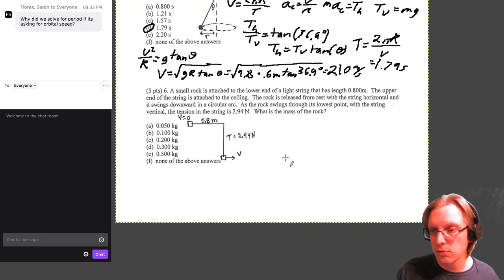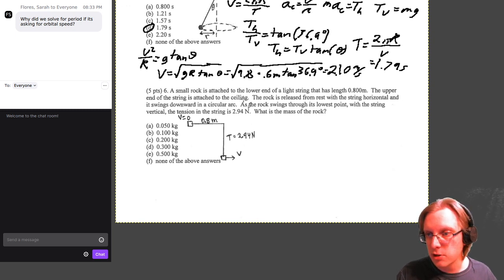Alright. A small rock is attached to the lower end of a light string with length of 0.8 meters. The upper end of the string is attached to the ceiling. This is our attachment point. So then it swings down here. A small rock is attached to the free end of a light string that has length of 0.8 meters. The upper end of the string is attached to the ceiling at this point here.